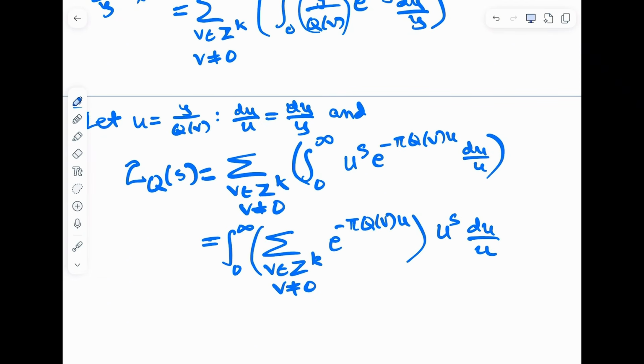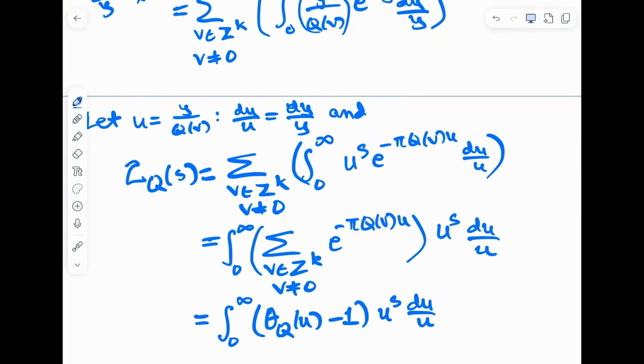Is it the theta function? What would the term in the sum be when v is 0? If I put the v equals 0 term back in, what's the term when v is 0? 1. So therefore, I'm going to rewrite this as theta_q(u) minus 1. Okay, so taking off the constant term.